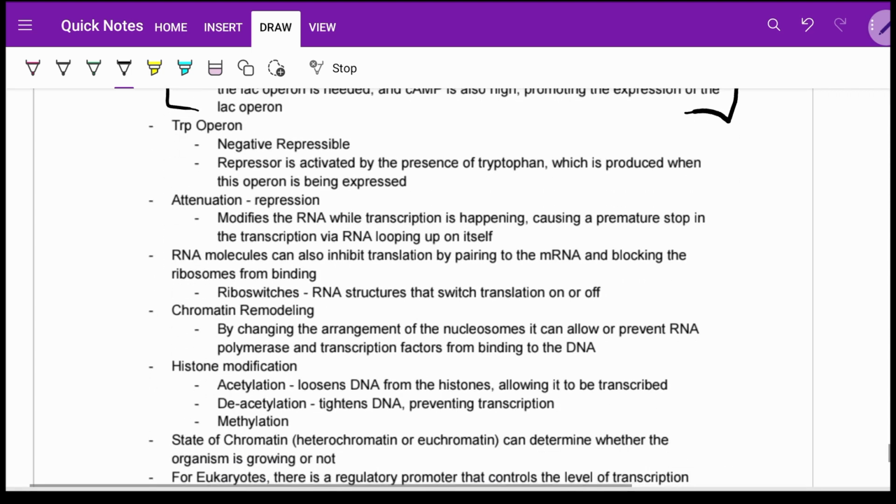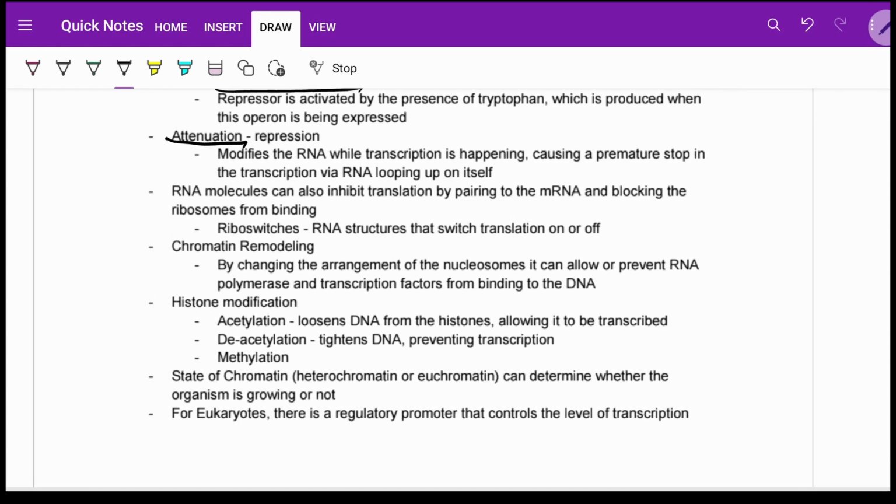We also have the trp operon, which is negative repressible. So that means it's usually on. But then it produces tryptophan, and when there's enough tryptophan, then it will activate a repressor, which will then bind and stop transcribing until all the tryptophan is used, and it needs to transcribe again.